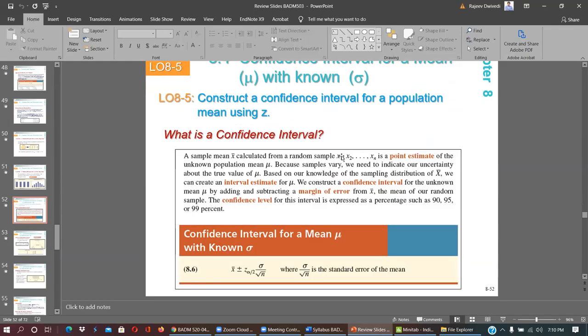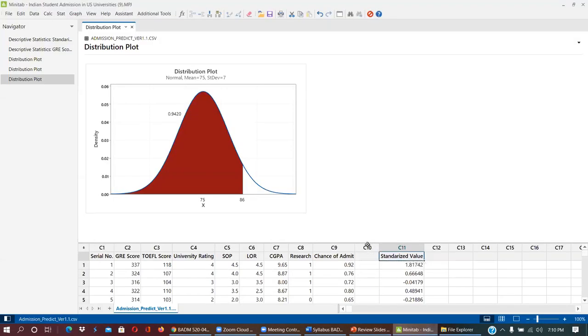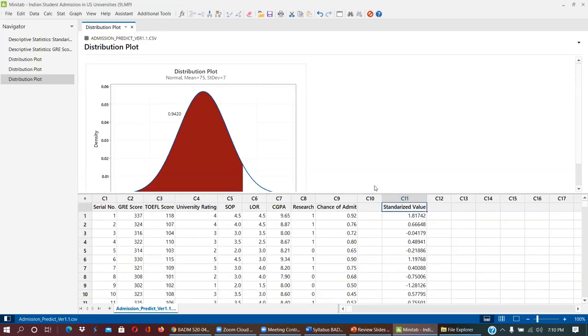And now another thing is the confidence interval. This is another important, and most important, thing. What is the confidence interval? Let me explain here. So basically we are going to deal with inferential statistics. Inference: we are going to draw the inference about the population based on a sample. So inferential statistics is taking a sample from the population and drawing the inference about the population.